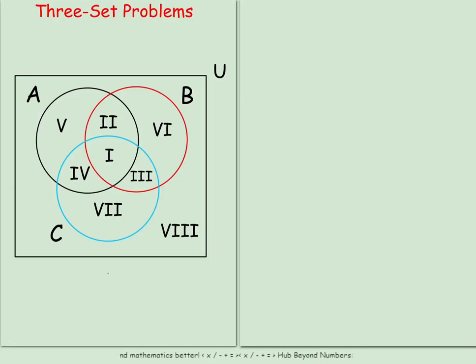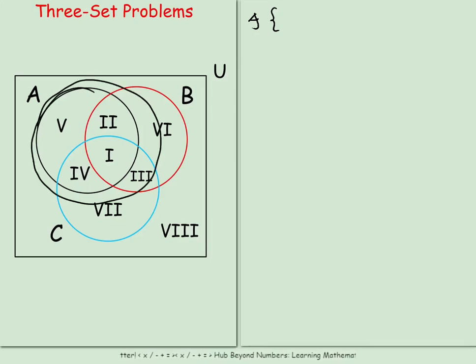If I'm to start with A, then what do we have in set A? If you look at it critically, realize that set A has I, it has I, it has V, and then IV. That is all that you have in the circle of A. You see? So let's write that down.